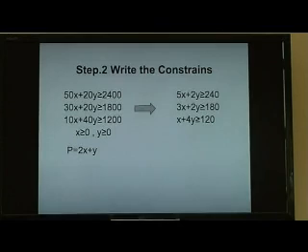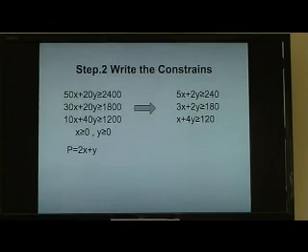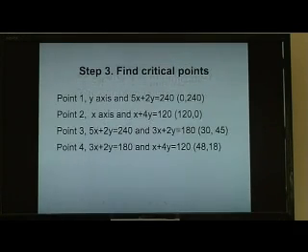3x plus 2y should be greater or equal than 180. 3x plus 4y should be greater or equal than 120. And the price function is p equals 2x plus y. Draw a graph and be careful, as the minimization is the solution in the upper right.